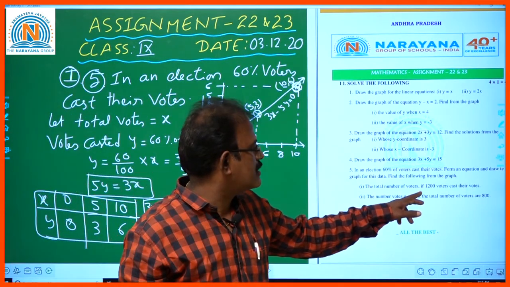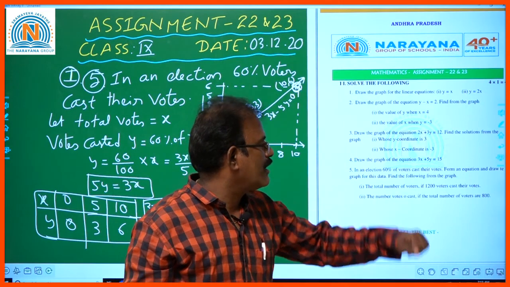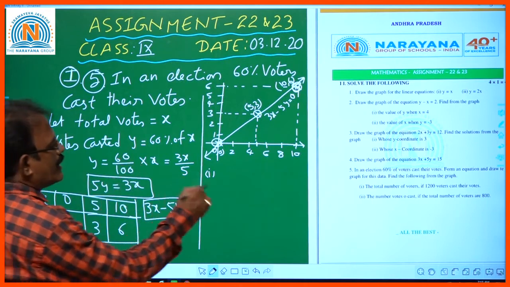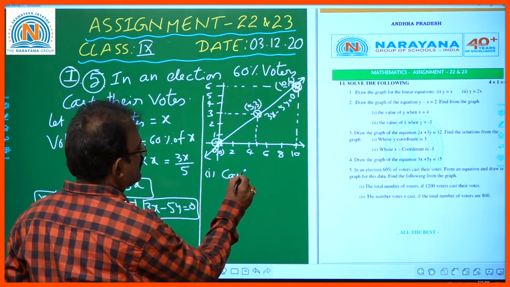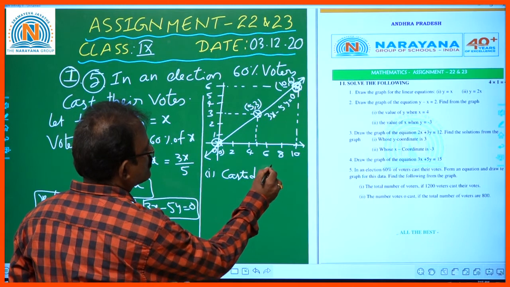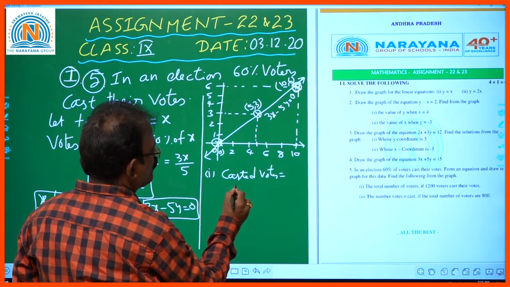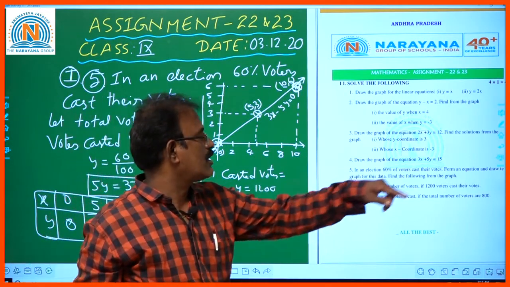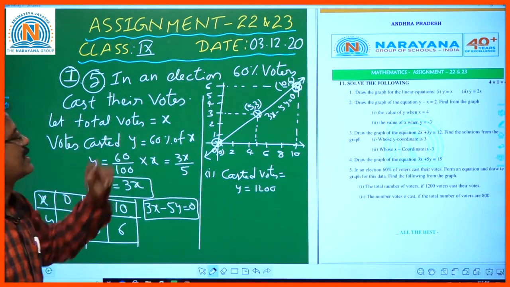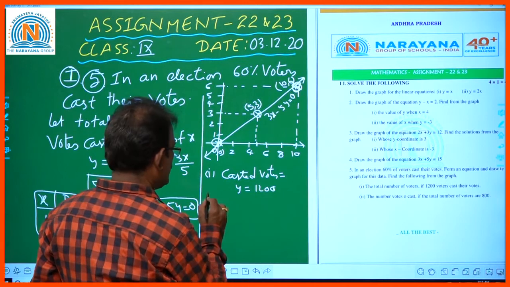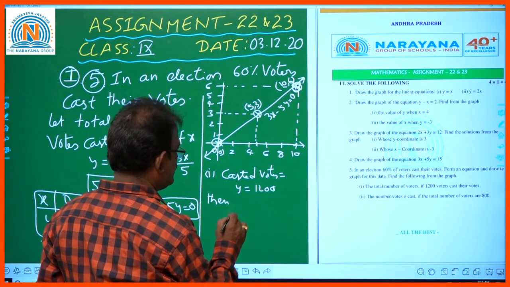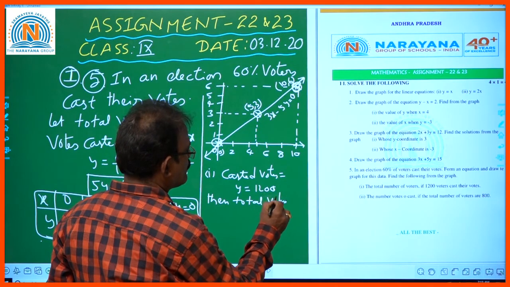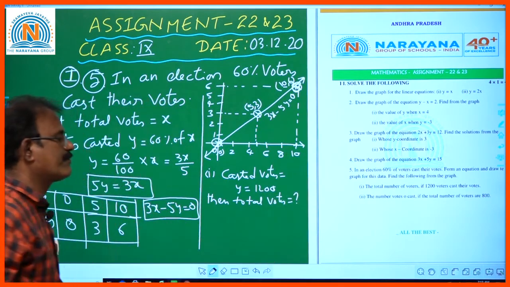Total number of voters, how many are there? If 1200 voters cast their votes. Okay. Casted votes means y. Y is equal to 1200. Okay, what is the total votes? Total votes we consider x. Then total votes is equal to how much?